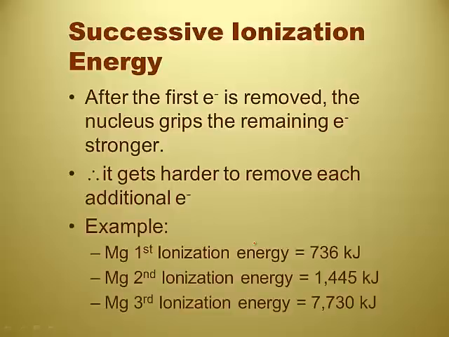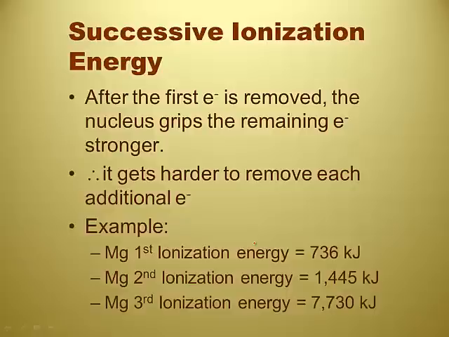And here's an example for magnesium. The first ionization energy for the first electron is 736 kilojoules. It turns out that the second ionization energy is 1,445. So it increased, and magnesium has 2 valence electrons. Right, and it's reasonably easy to take away the first 2. But the third one, that's a core electron. That's almost an increase of 7-fold. Yeah, that's a huge increase.